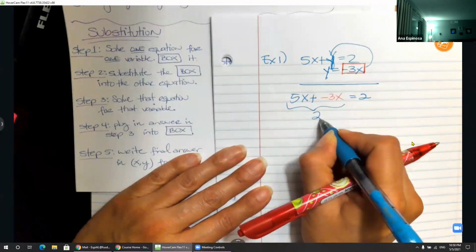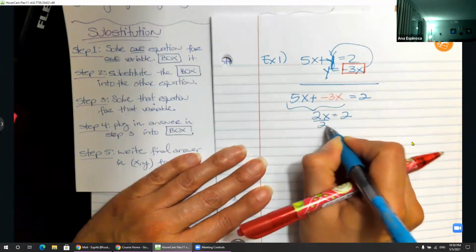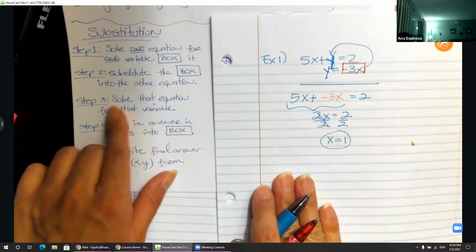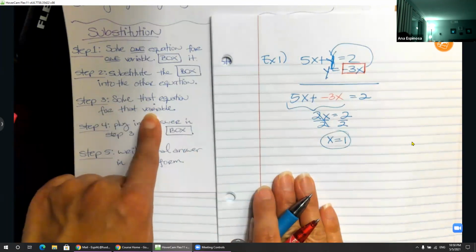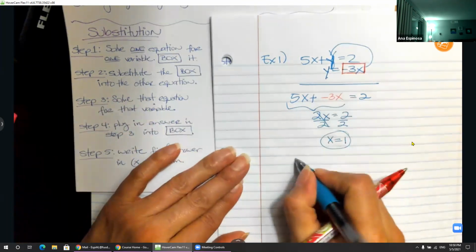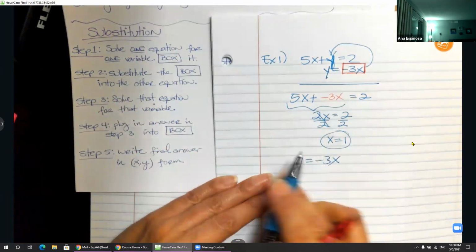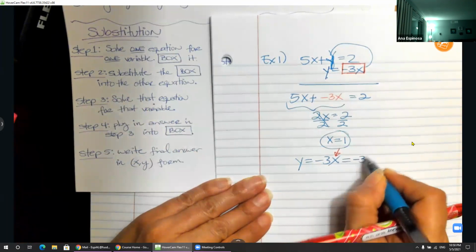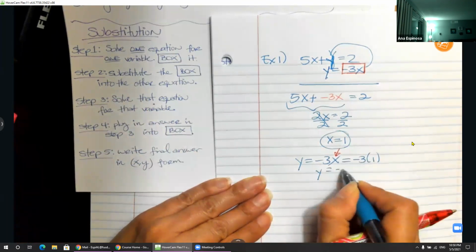Once you do that, now you have one equation with one variable. So you can just do the math and solve for that variable. Okay. So I basically solved for that variable. The next one is to plug in my answer into the box. So I had this. Now this is going to go in here. So my y is going to be -3.